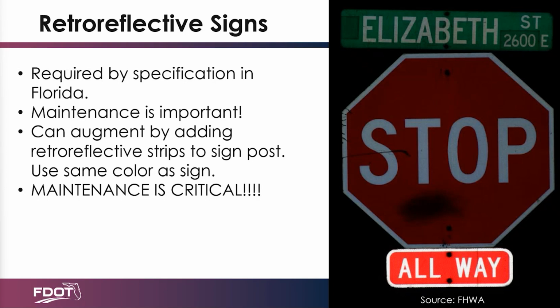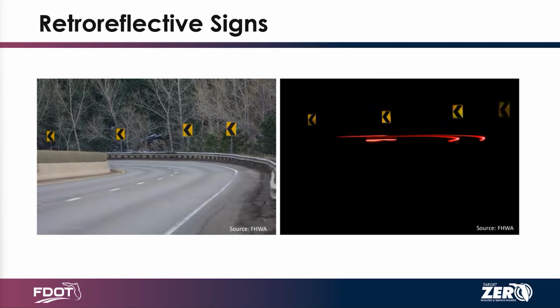It is required by specification in Florida, and maintenance is definitely important to keep the retroreflective signs up to standard. It can be augmented by adding strips to signposts, but what's important is to use the same color as the sign. And I'll say it again, maintenance is critical to keep these illuminated for as long as possible. Here you can see those horizontal curves and how important this truly is during nighttime conditions, especially where you don't have roadway lighting.